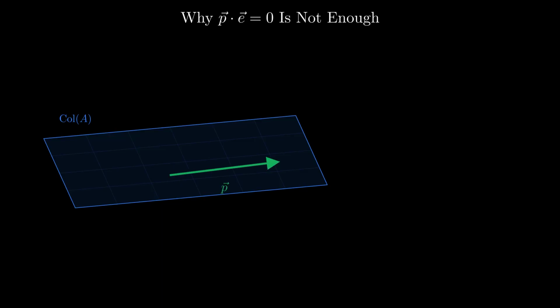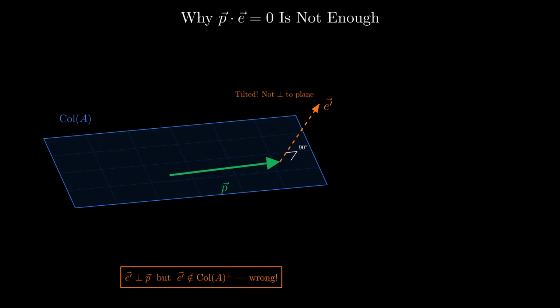Picture the column space as a plane, with P shown as a green arrow lying on that plane. Now imagine an orange dashed vector E prime emanating from the tip of P. This vector forms a 90-degree angle with P. You can see the angle marker, but it is clearly tilted. It is not perpendicular to the plane surface itself. This vector E prime is perpendicular to P, but E prime does not lie in the orthogonal complement of the column space. This is the wrong error vector. It corresponds to a different, worse approximation.